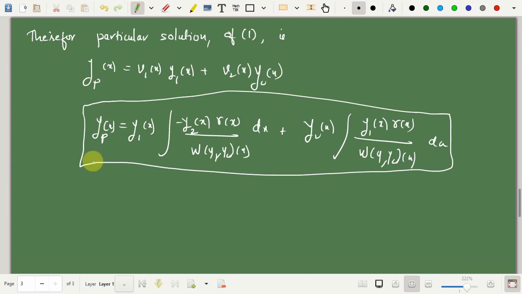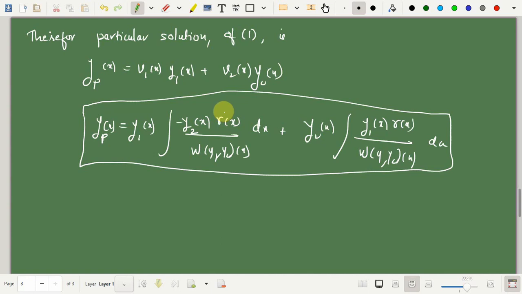So now why is this called variation of parameter? It's only because we are just varying the parameters from c1, c2 to v1 of x, v2 of x, and this method was invented first by the French mathematician Lagrange in analytic mechanics.